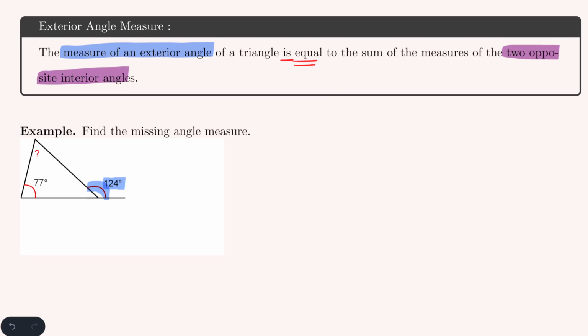So by opposite interior angles, we mean to focus on the exterior angle, and then the angles opposite from that, the two of the three that are opposite. Those are our opposite interior angles, not the one that's right next to it, but the ones across the triangle from the exterior angle. So based on this rule, we know that 124, the exterior angle, is equal to the sum of the two opposite angles. So we know this one's 77.